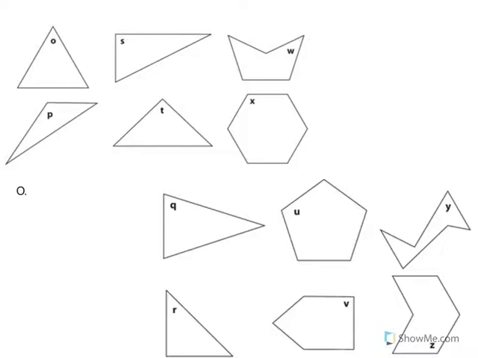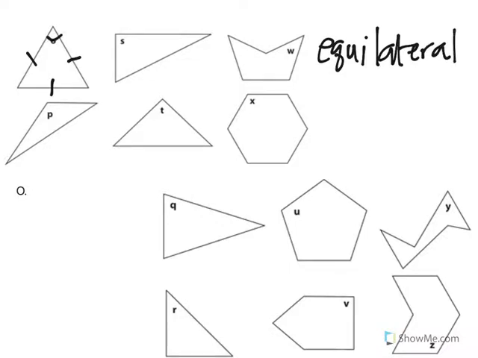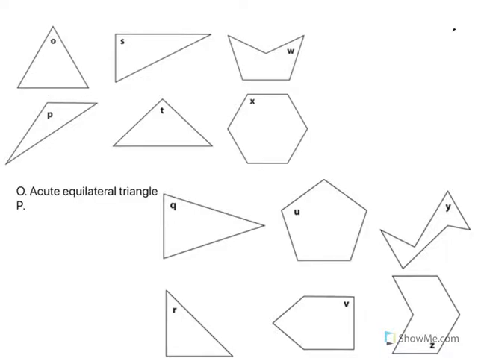When I look at triangle O, I notice that there are 3 equal sides, so it is equilateral. Equal sides, equilateral, okay? And I also notice that it has 3 acute angles. So this shape would be an acute equilateral triangle. Now let's take a look at P.